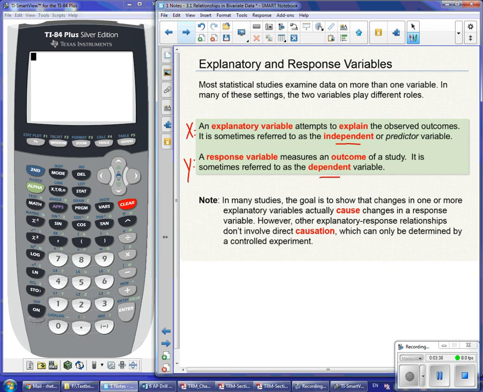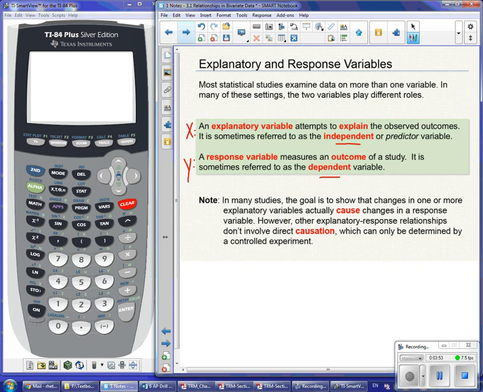Well, once we start getting into studies and we're doing research and we're looking to see how different variables relate to each other, we can usually distinguish between an explanatory and response variable. It's not always the case.